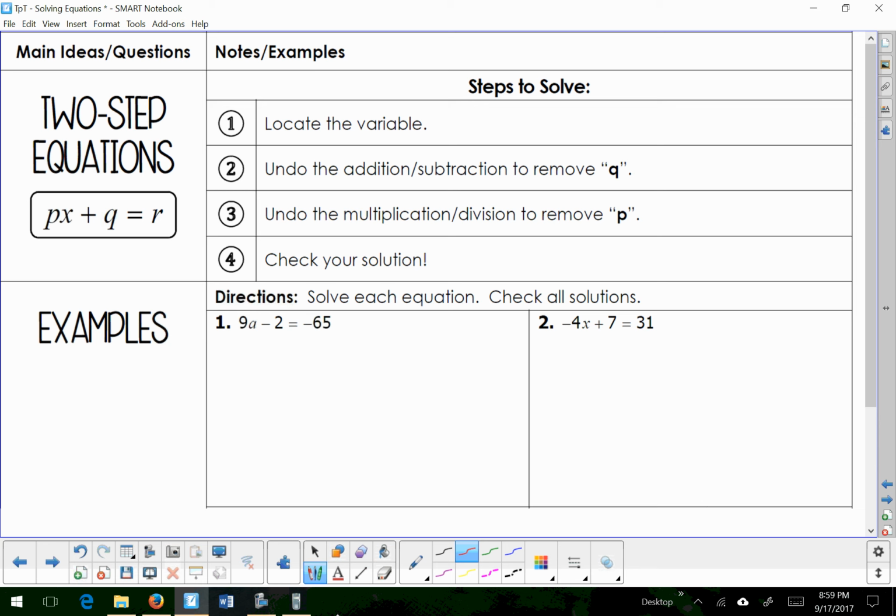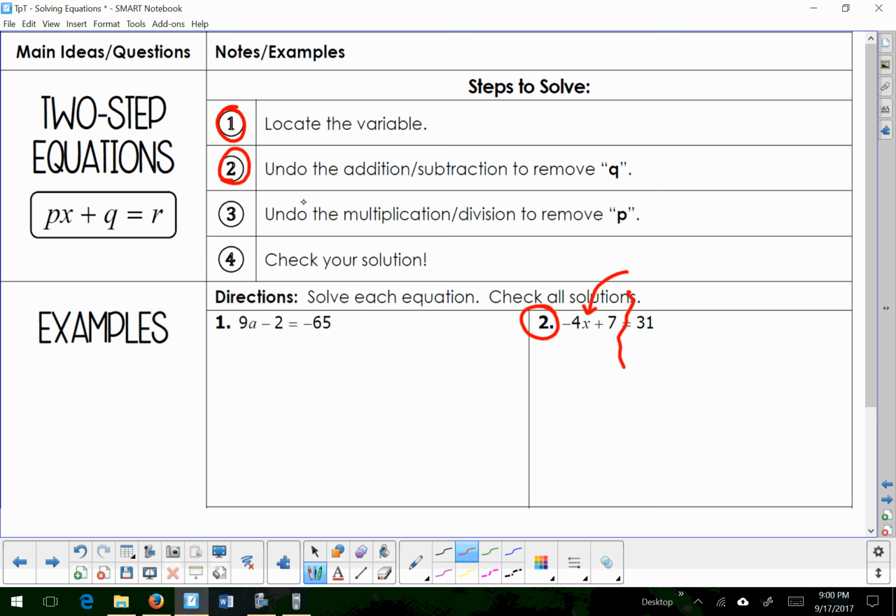In this video, we will solve two-step equations. The first thing that you need to do is locate the variable. So I'm going to start with question number 2. If I locate the variable, it's on the left-hand side of the equal sign. Therefore, when I follow the rest of the steps, I can only choose numbers from the left-hand side.